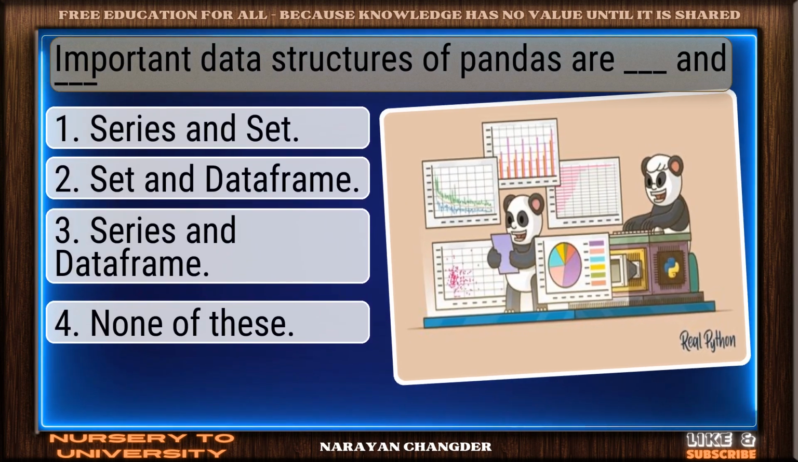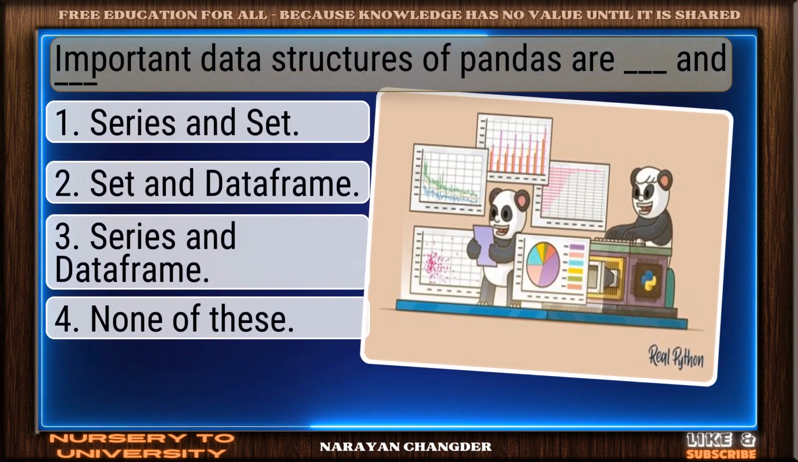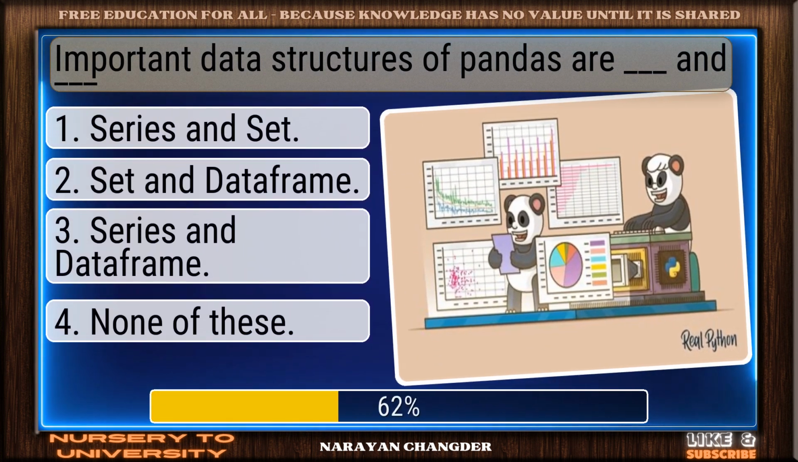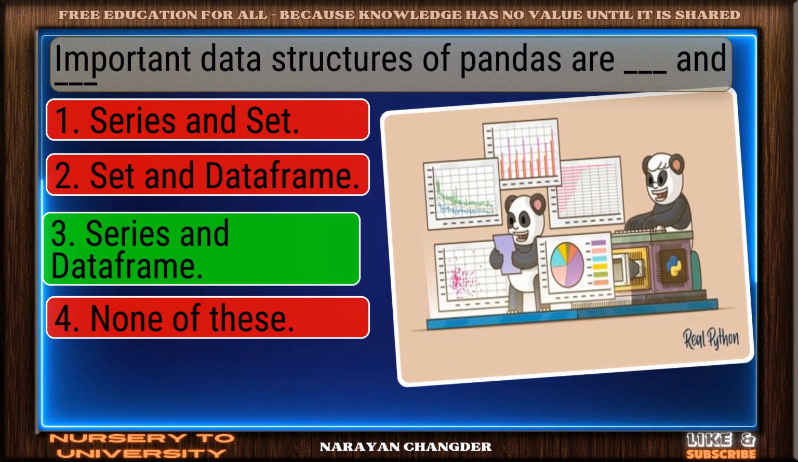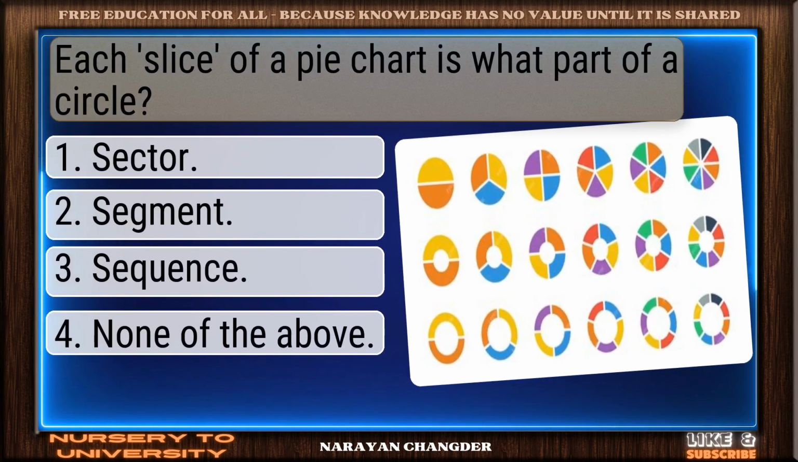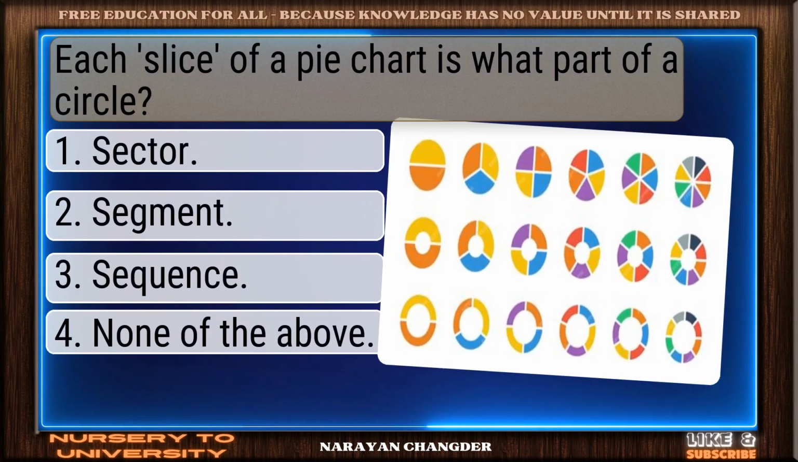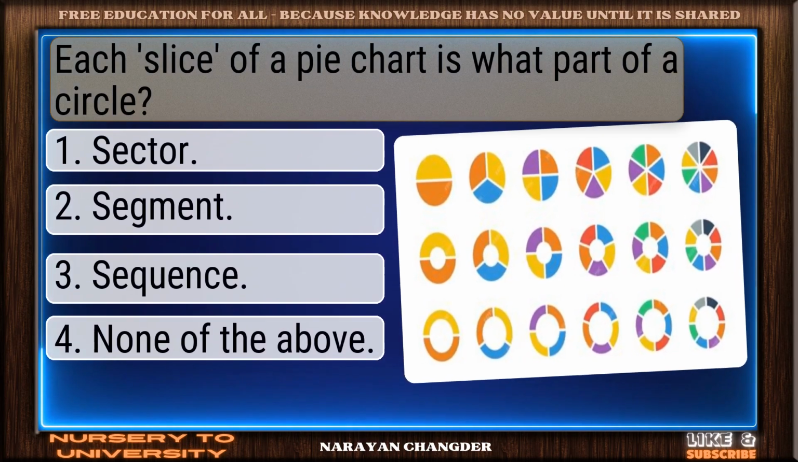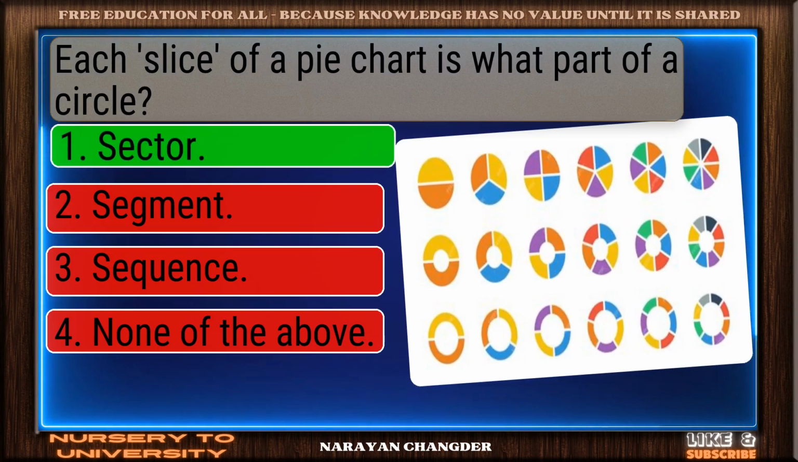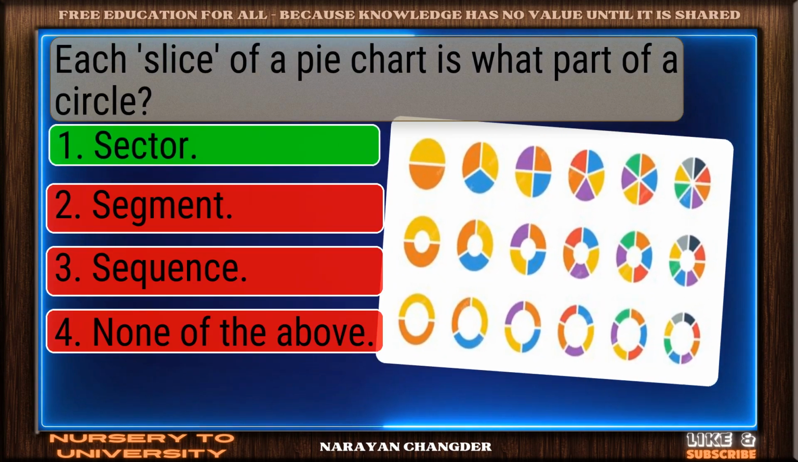Question number 152. Important data structures of pandas are dash and dash. On track. Series and data frame is the correct answer. Question number 153. Each slice of a pie chart is what part of a circle? Well picked. Sector is the correct answer.